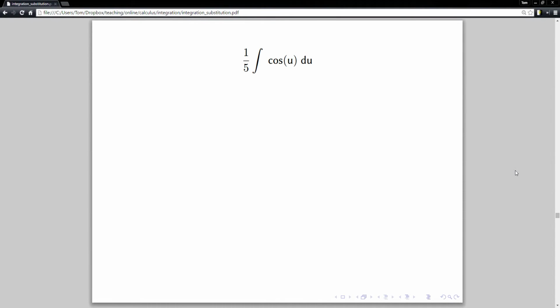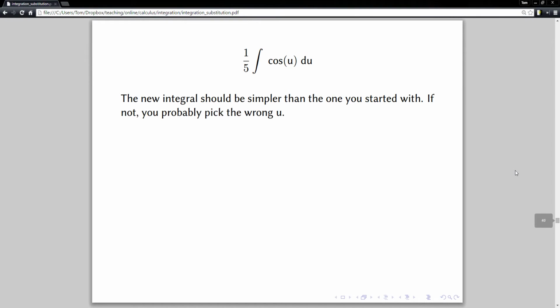So taking a look at what we've got, 1/5 times the integral of cosine of u du. One thing that you should note at this point is that the new integral that you get after the substitution should be simpler than the one you started with. And if it's not, then that's a sign that you picked the wrong u, most likely. And again, there's no shame in that. But what you need to do is just go back to the beginning, pick another u, try another u, and see if that works, okay?